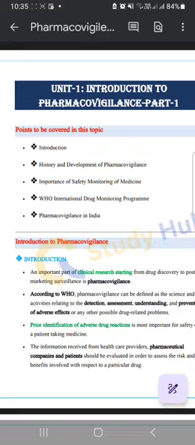Now we are going to see about the introduction of pharmacovigilance. So here the contents are introduction, history and development of pharmacovigilance, importance of safety monitoring of medicine, WHO International Drug Monitoring Program, and the pharmacovigilance in India. This topic is covered with this. These are the contents. So now we are going to discuss the introduction to pharmacovigilance.